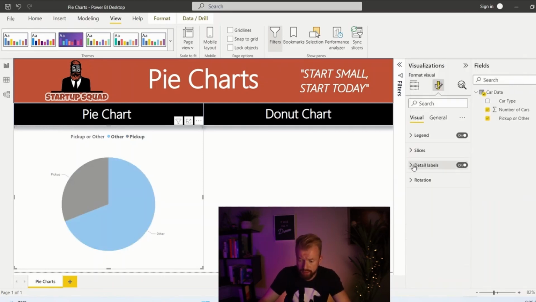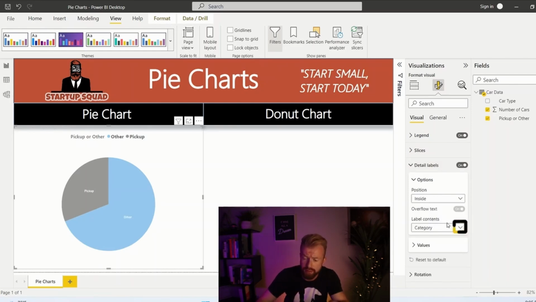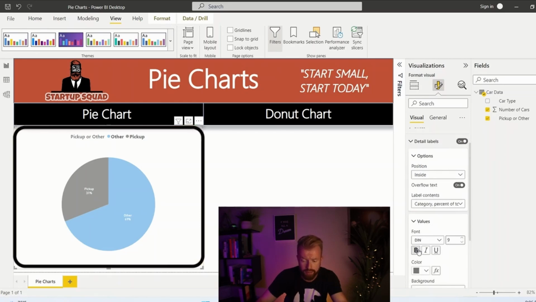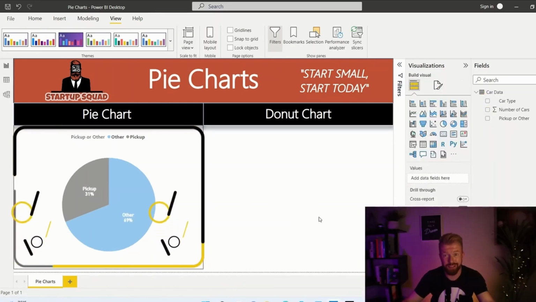Next, move down to details. Let's go ahead and put our labels inside. And right now, contents is set to category. If you click this arrow here, you can go through and choose data value, percent of total, category, and data value, etc. I always like to choose category and percent of total. Now you can see they're in the pie chart. Lastly, let's just bold them and make them a little larger. And there you have a completed visual.